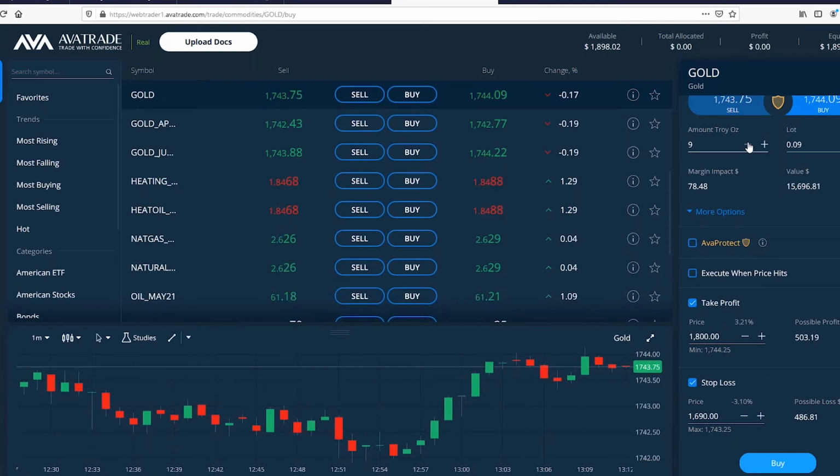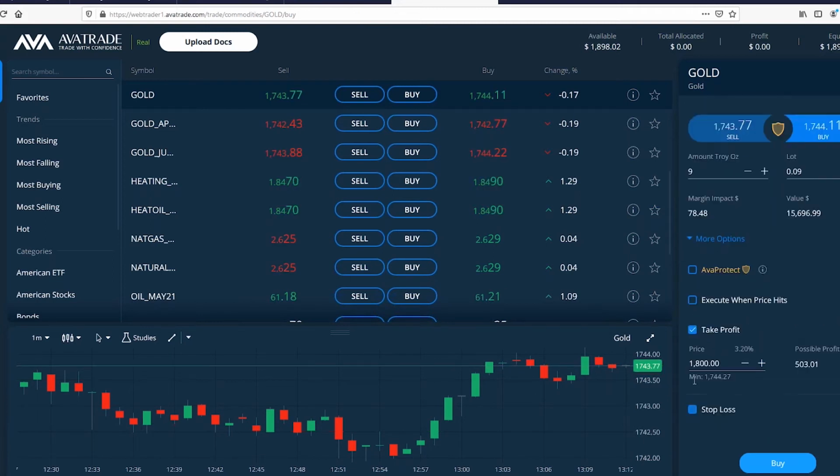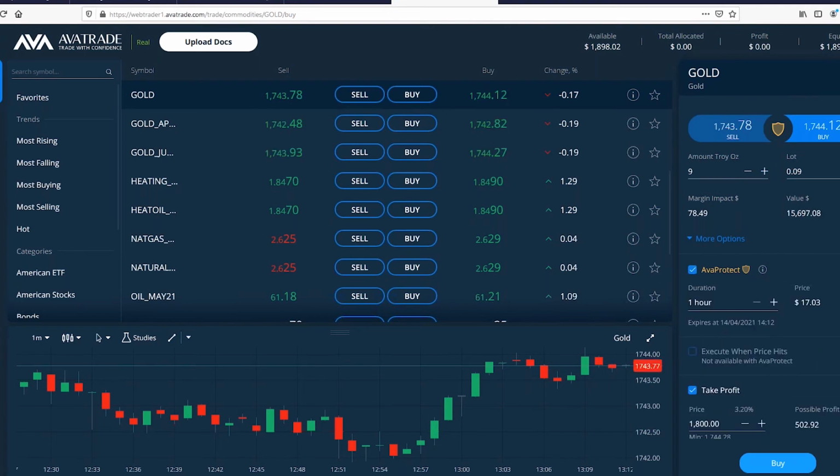Okay, so we're looking then at another feature. If you didn't want to do a stop loss, maybe you choose to do AvaProtect instead, or in addition to a stop loss.